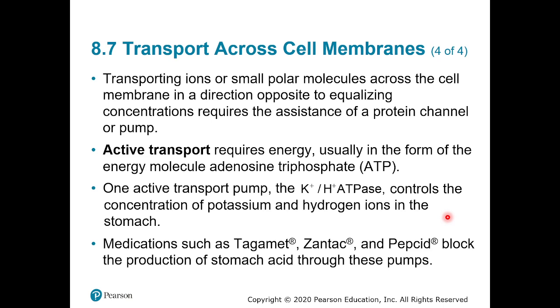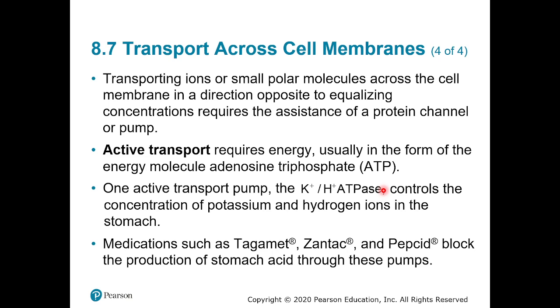So normally you would have a concentration of acid in your stomach, but it needs to stay in a certain range. Okay. So medications like Zantac or Pepcid actually block the production of stomach acid through these pumps. That's what they work on. Okay. And these require ATP, that's where the ATPase comes from, to drive that process of potassium and hydrogen exchange.